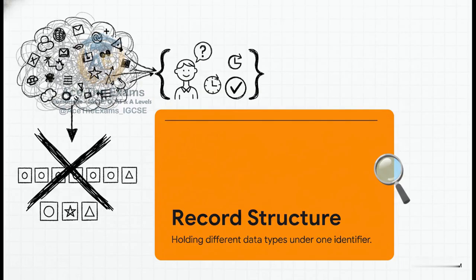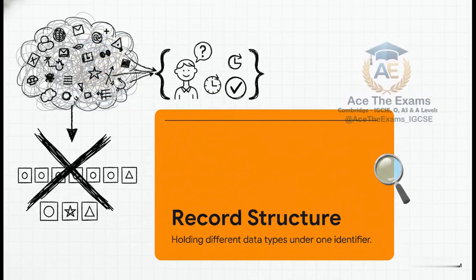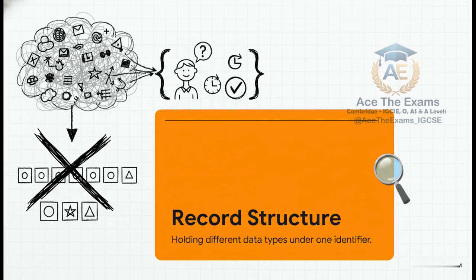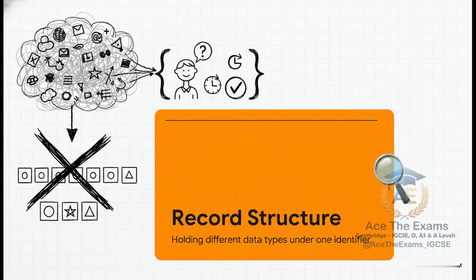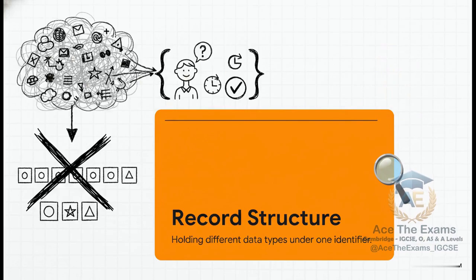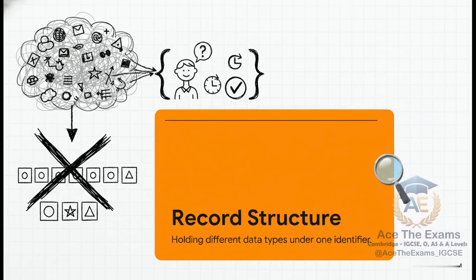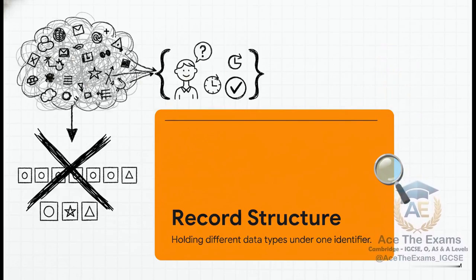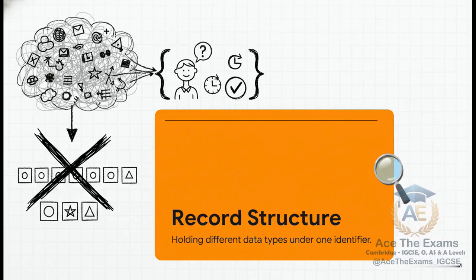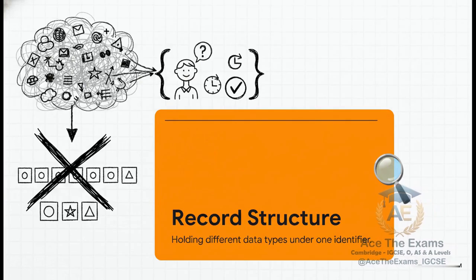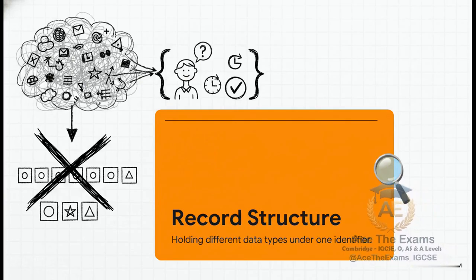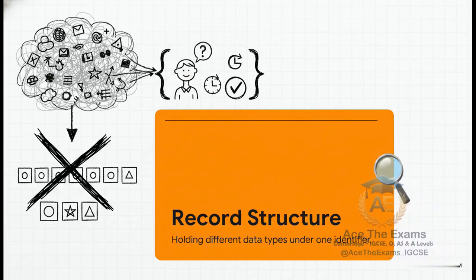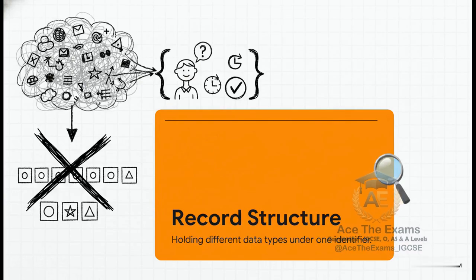But let's be real, the real world is incredibly messy. The real world doesn't neatly fit into a single, uniform data type. Think about a massive database for a hospital. A single patient profile has a name, which is a string. They have an age, which is an integer. They might have a critical condition status, which is a Boolean, true or false. A record structure allows us to logically organize this highly complex, varied information by grouping these related but entirely different types of data under a single unified identifier. It's literally bringing order to chaos.